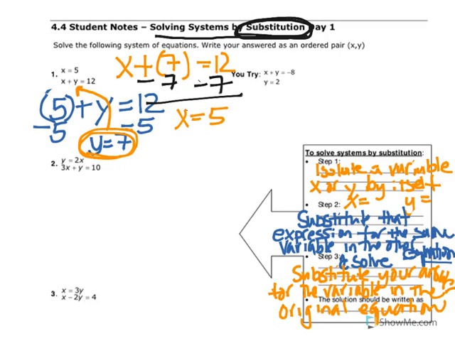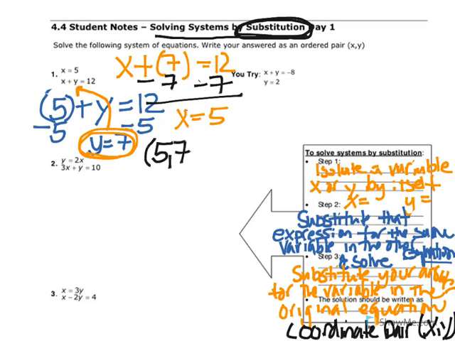And that brings us to the final thing, which says show your answer. The solution should be written as a coordinate pair, which means an x and a y. So our solution here would be 5, 7. We'll show that as a pair, and there's our answer.